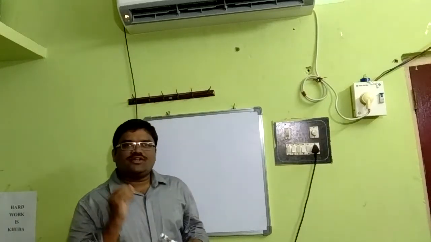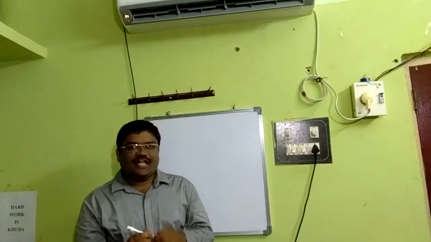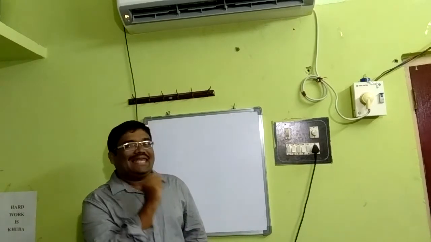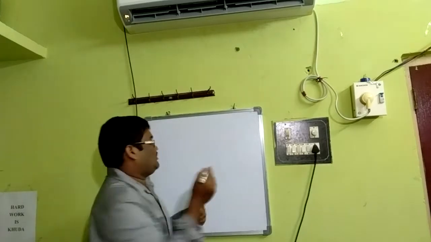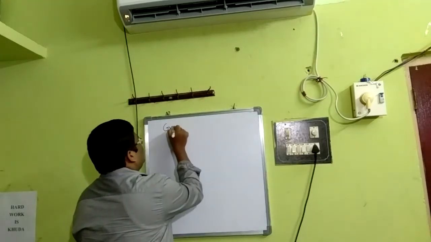Hello friends, today we are going to discuss one of the important topics, gene rearrangement with respect to immunoglobulin light chain rearrangement. That means VJ recombination.